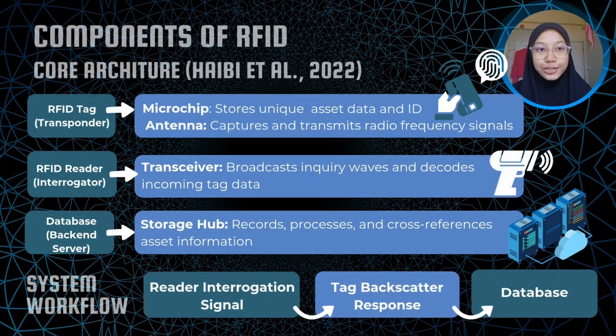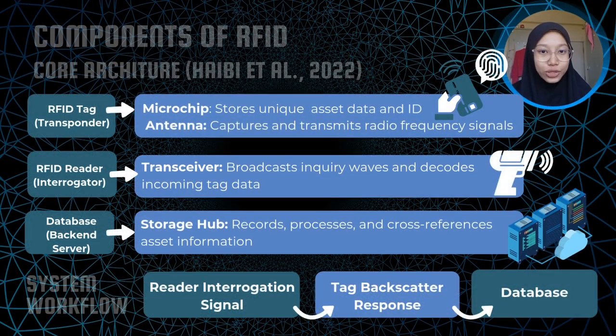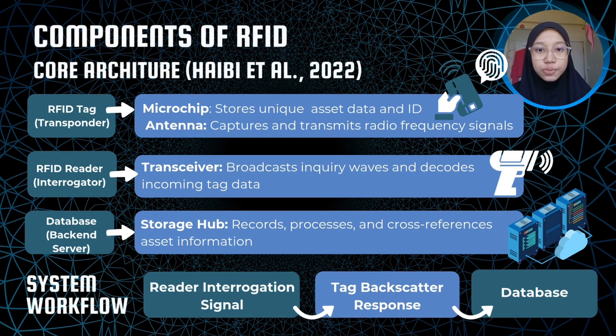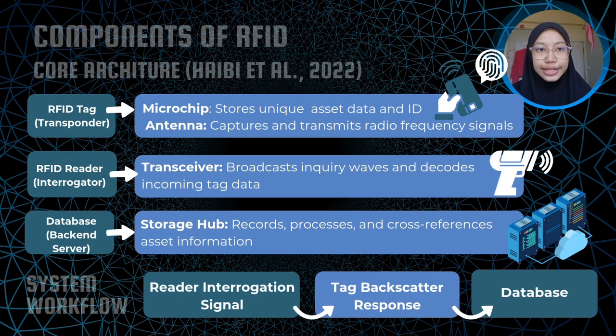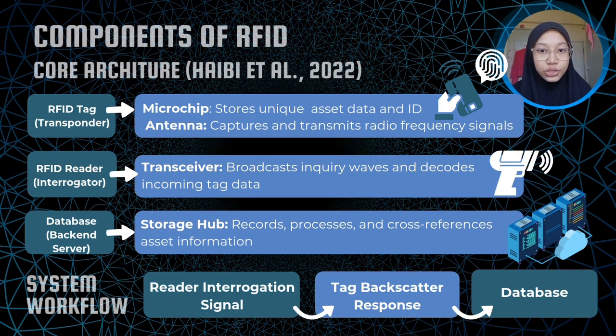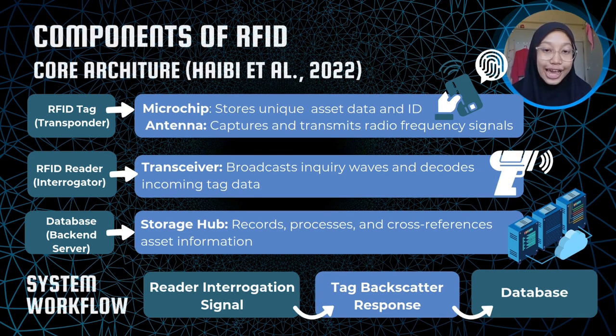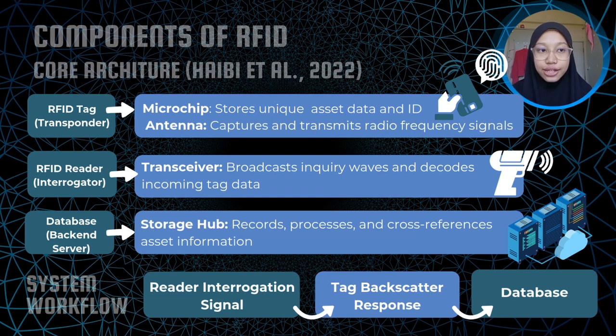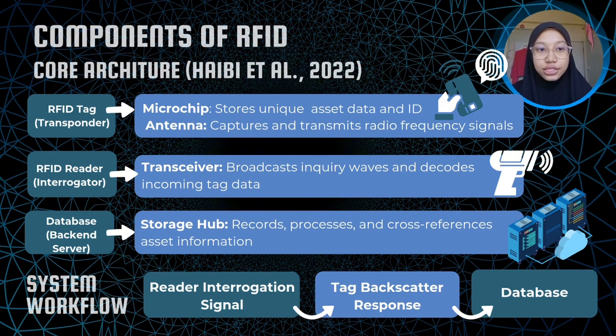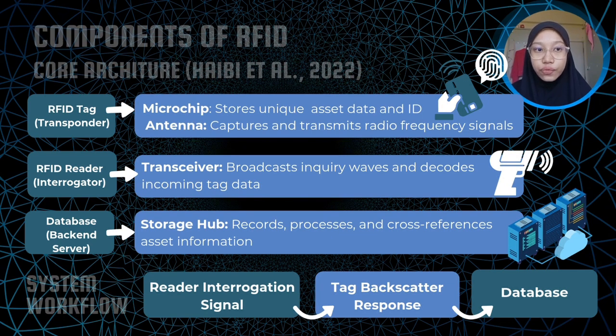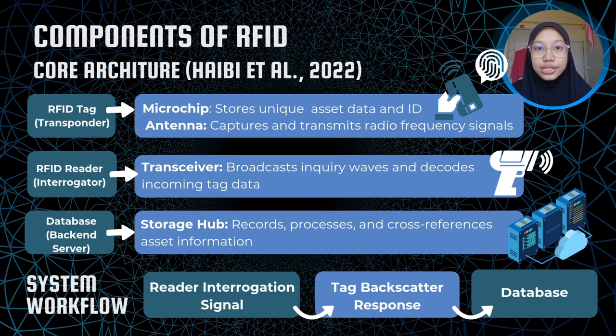Let's look at the core components that make an RFID system work. Think of this as a wireless barcode system, but without needing a direct line of sight. First, we must have an RFID tag, which is attached to the item we want to track. Inside every tag, there is a microchip to store unique identification data and an antenna to transmit the data. Next is the RFID reader. This acts as a transceiver. It constantly sends out radio waves to find tags and receive their data.